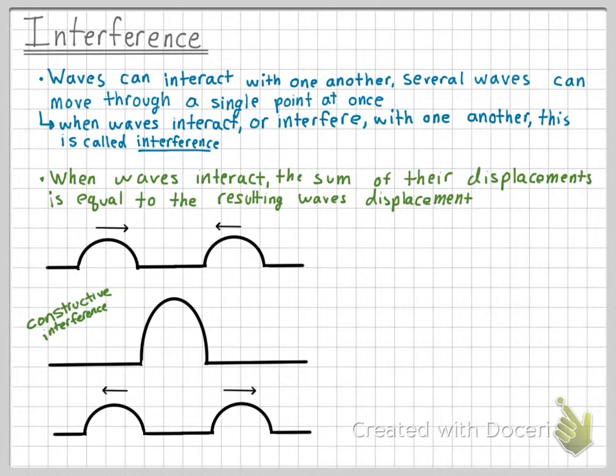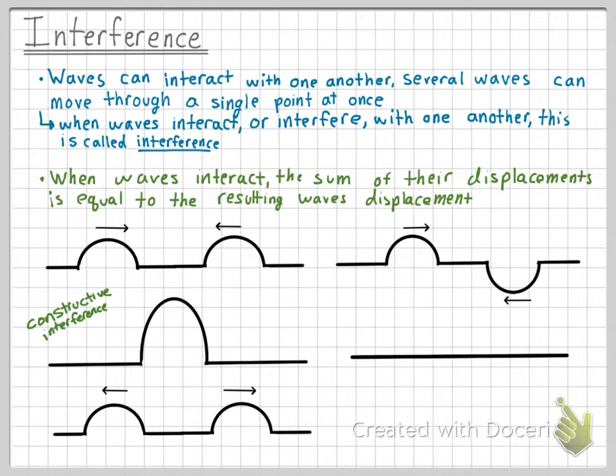You may be asking yourself, what happens when one wave is above and one wave is below the x-axis as shown? When these combine, their summation of the displacements actually ends up equaling 0, and they cancel each other out. And the resulting wave is actually no wave at all. But once the two waves pass through this single point, they continue on their way. This process, where the displacement or amplitude decreases, is called destructive interference.